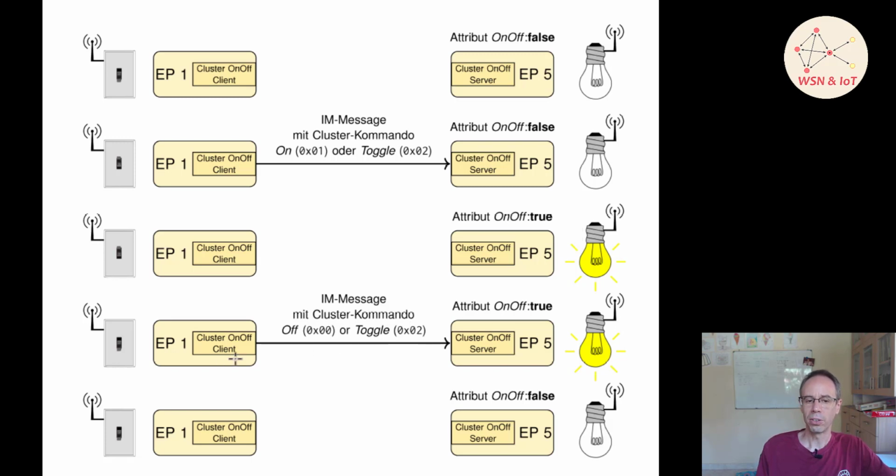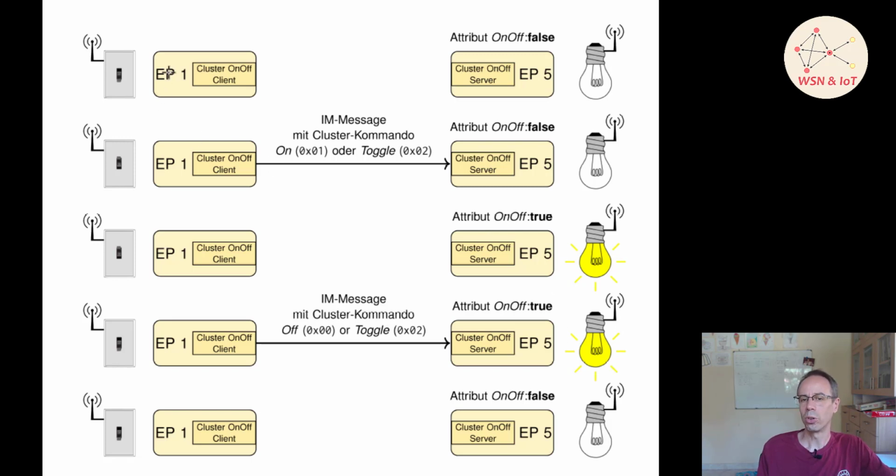When we switch the lamp off with the client, using the switch again, the command off or toggle is sent to the lamp again, and the attribute goes from true to false again.